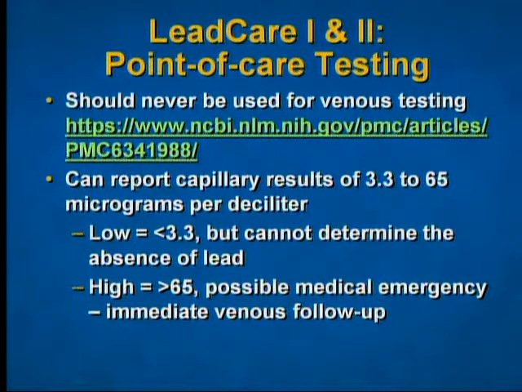Secondly, this system is limited in what it can report, so it can accurately report capillary results of 3.3 to 65 micrograms per deciliter. If it is less than 3.3, it simply will read as low, but providers should still be reporting that as a less than 3.3 result according to manufacturer instructions. If the equipment reads high, then that is a greater than 65, and it is a possible medical emergency, and that is where immediate venous follow-up should take place.